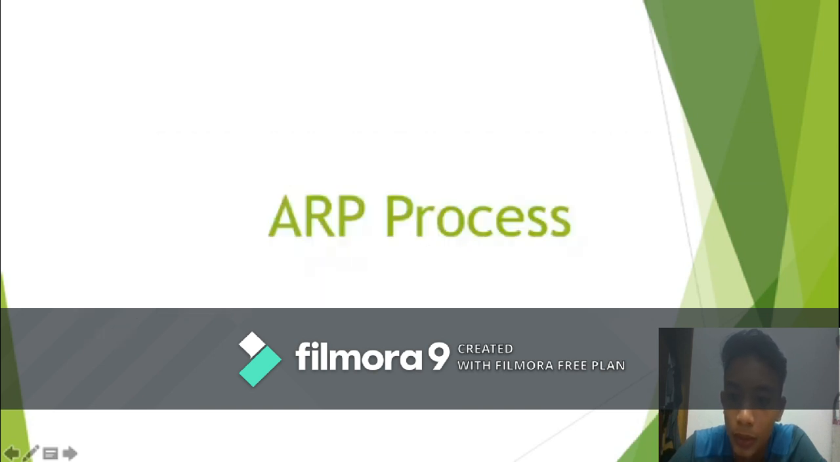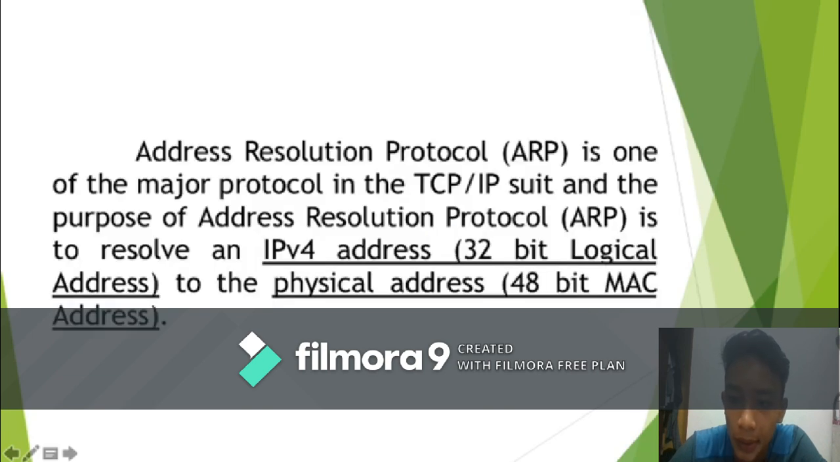We come to the last part, which is the ARP process. ARP stands for Address Resolution Protocol. ARP is one of the major protocols in the TCP/IP suite, and its purpose is to resolve an IPv4 address, a 32-bit logical address, to the physical address, 48-bit.